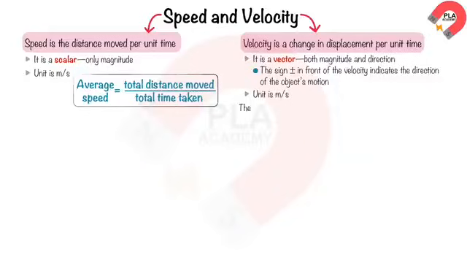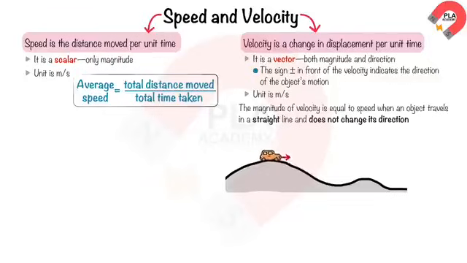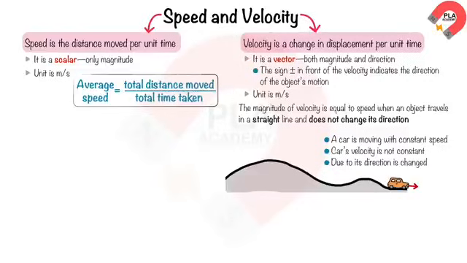The magnitude of velocity is equal to speed when an object travels in a straight line and does not change its direction. A car travels with constant speed up and down the hill as shown. While its speed remains constant, its velocity is not constant due to the changing direction of movement.